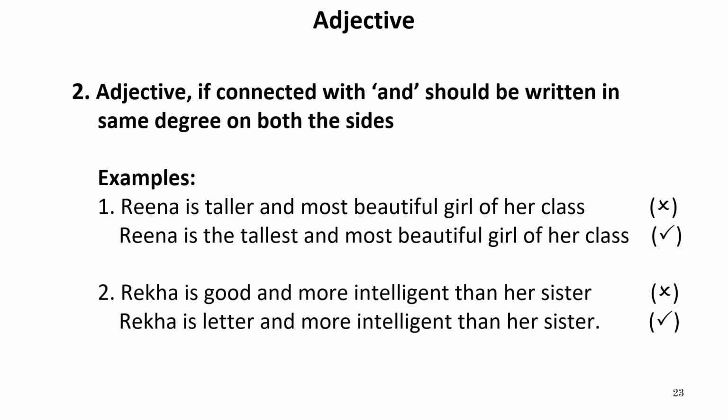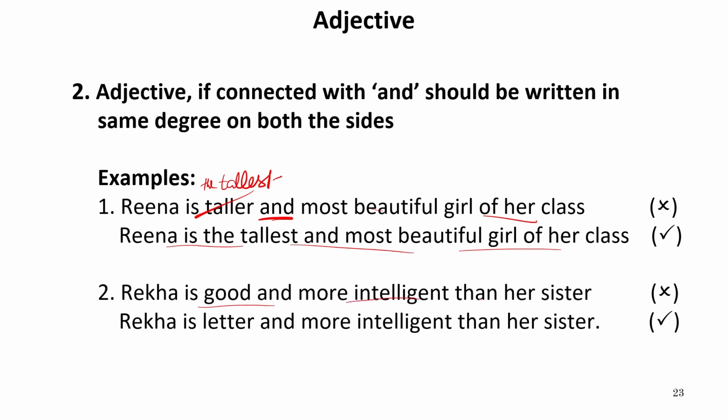How? If I say Reena is taller and most beautiful girl of her class, now we are comparing Reena with other girls. Because and is written over there, on both sides there should be the same degree of adjective. Since we are saying of her class, we are comparing one to all, therefore taller is not required, it should be tallest. The is required only with the first, not with the second again. So the correct sentence will be: Reena is the tallest and most beautiful girl of her class.